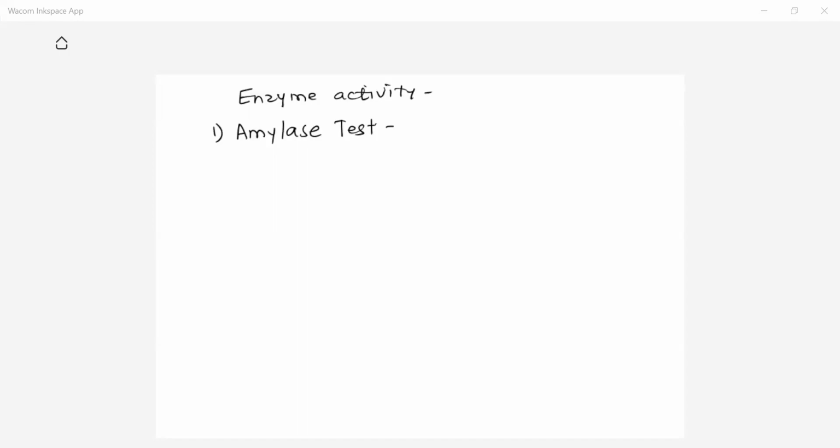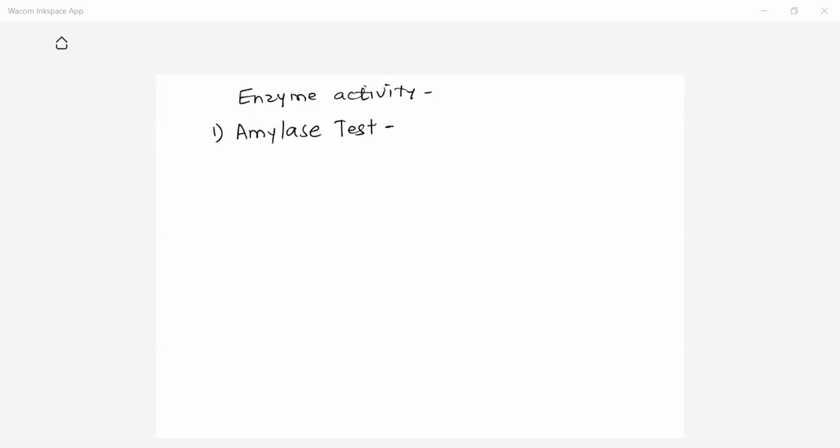Here in this particular lecture, let us study how the enzyme amylase can be checked, whether a given organism produces the enzyme amylase, and how that can be checked. That we will discuss in this lecture. So that is the amylase test.